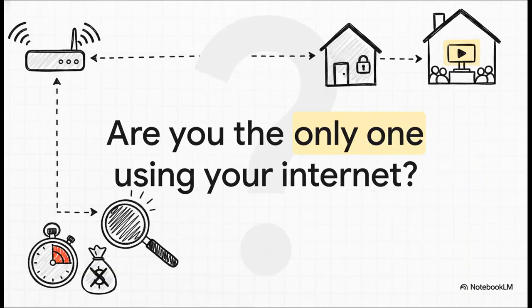I mean, really think about it. You pay good money every single month for a certain speed. And if someone else is binge watching 4K movies on your dime, you're not getting what you paid for. So it's time to put on our detective hats and find out exactly who is on your network.